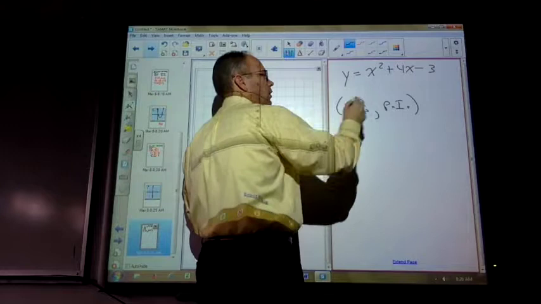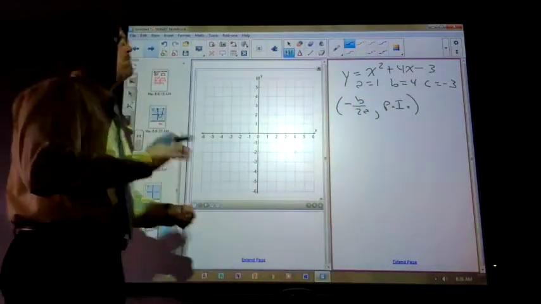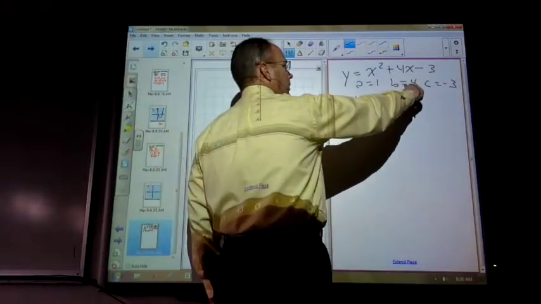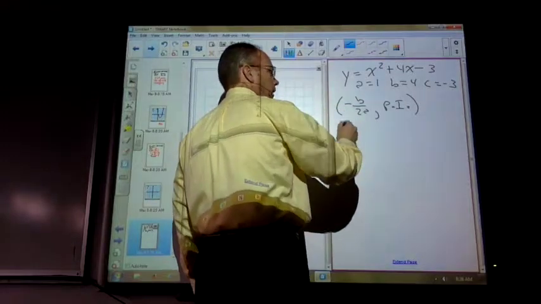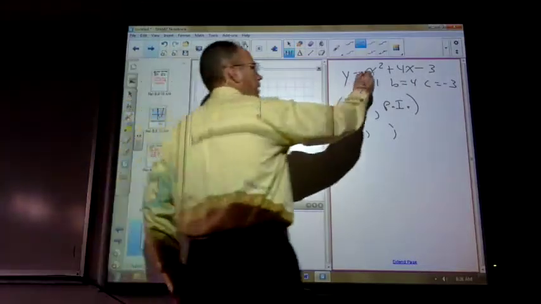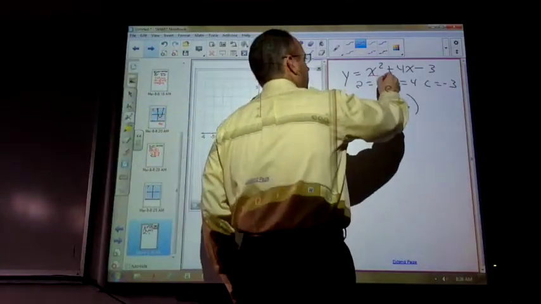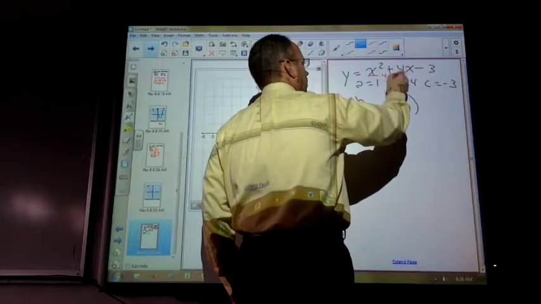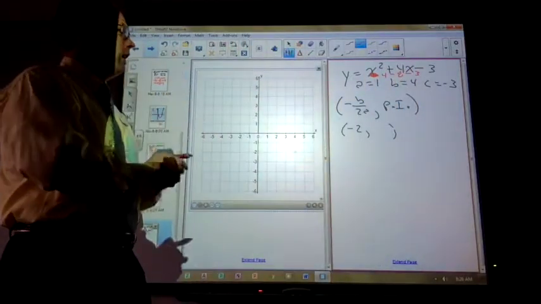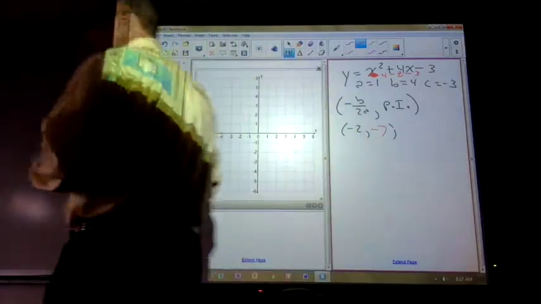Find the y. Okay, so my a value is 1, my b value is 4, my c value is -3. Negative b over 2a comes out to -2, because it'll be -4 over 2. Good job. All right. If I take that -2 and plug it back into the original equation, what do I get? 4, right? And then -8. So 4 minus 8 is -4. -4 minus 3 is -7.